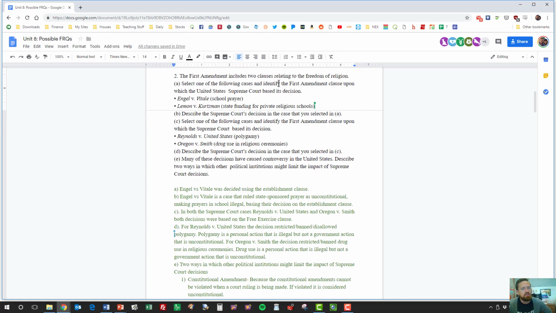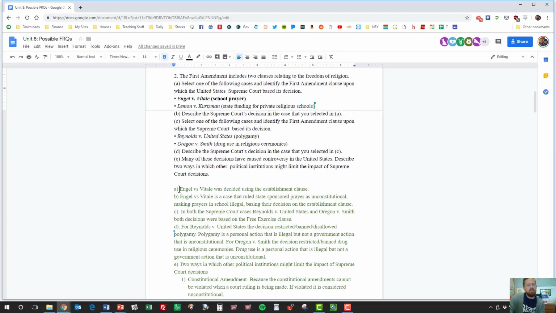It says the First Amendment includes 2 clauses about religion. Let's talk about that now. Select one of the following cases. We got Engel and Lemon. We barely know Lemon. We totally know Engel really well. So you're going to talk about Engel probably. Engel is about school prayer. Does the question say school prayer on your paper? Maybe it does. That's pretty generous. So you already know what it's about.